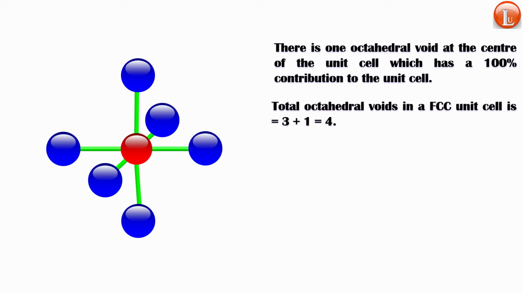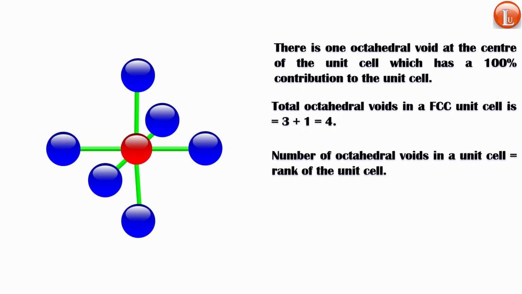And it has been found that the number of octahedral voids is always equal to the rank of the unit cell. And of course later on we'll discuss why it is so.